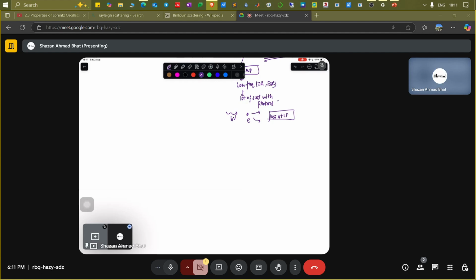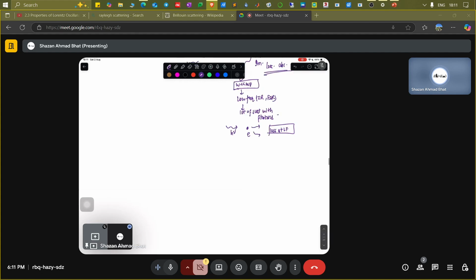And if you look at different metals, you will have different loss functions. Loss functions means how much loss or absorption of the electromagnetic waves is going to take place. That is represented by gamma, which is the damping parameter. That is what I talked about. So that is the notion of this.